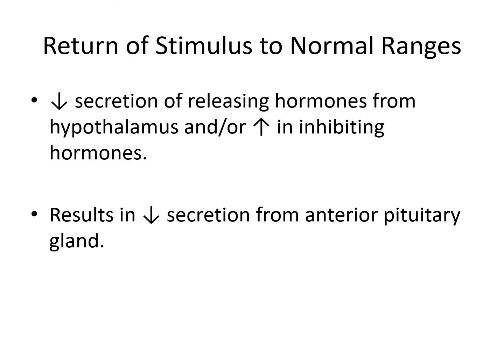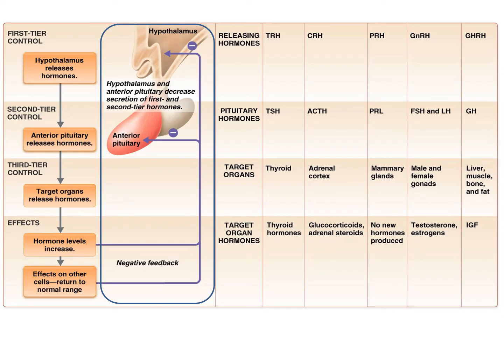Okay, so decreased secretion of releasing hormones from the hypothalamus or increasing inhibiting hormones may occur at the level of hypothalamus, and these results in a decreased secretion from the anterior pituitary gland. So in both cases, decreased releasing hormones or an increase in inhibiting hormones will cause a decrease in secretion from the anterior pituitary gland. And so we can see this negative feedback here.